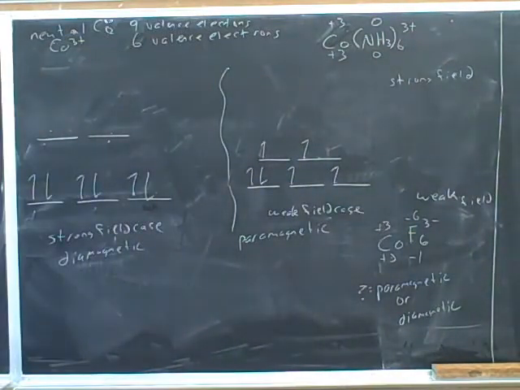Okay, now, how do you know, again, whether a ligand is going to give us the strong field or the weak field? Well, there's something that's called the Spectrochemical Series. Notice that in the Spectrochemical Series, the elements that are on the left are the ones that tend to be strong field, and the ones on the right tend to be weak field. And it's hard to predict the ones in the middle.